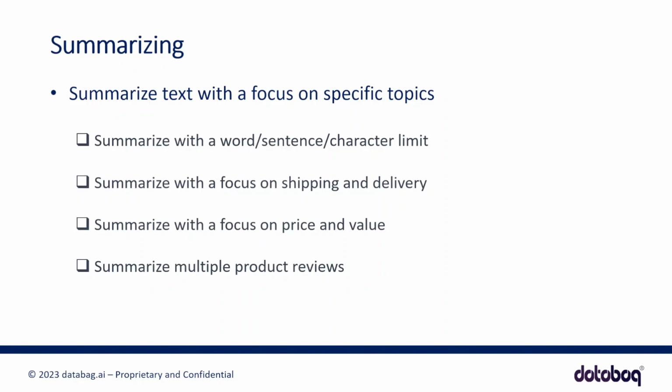So you have a big text, now you want it summarized. You can summarize with a word, with a sentence, or with a character limit. Summarize with focus on shipping and delivery. Again, this could be product information and you want to summarize focusing on specific keywords or specific topics. And then summarize with a focus on price and value. Here we used shipping and delivery, here we used price and value.